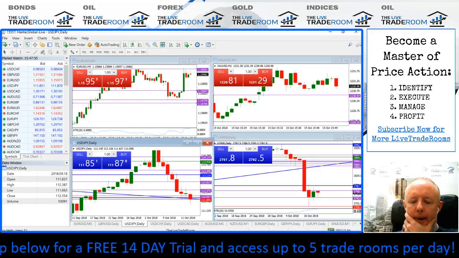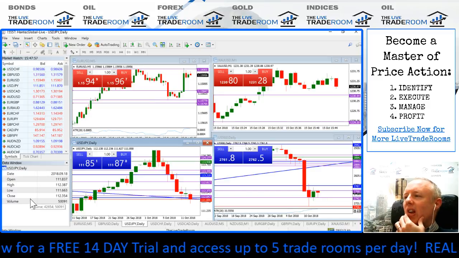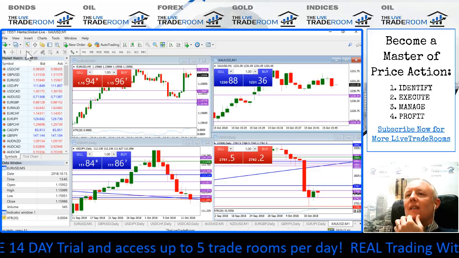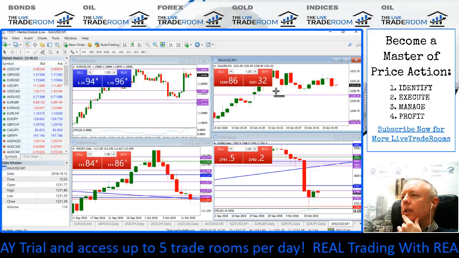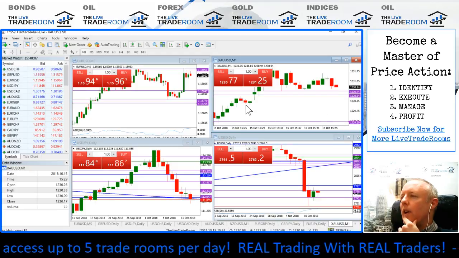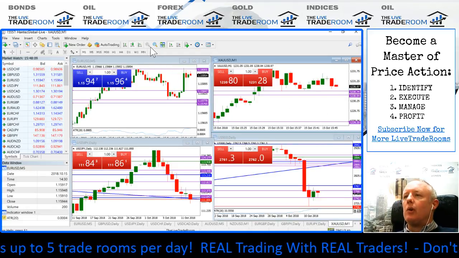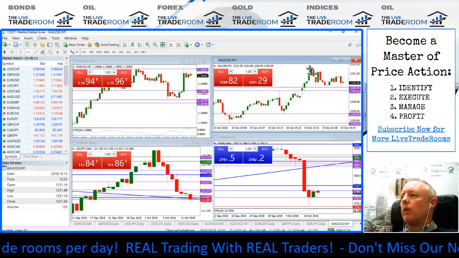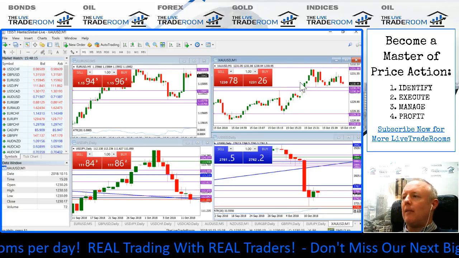Okay, so nothing really to get into just yet. But let's see if we get this market testing the 1230 level. Just also record the line. These are all intraday levels.